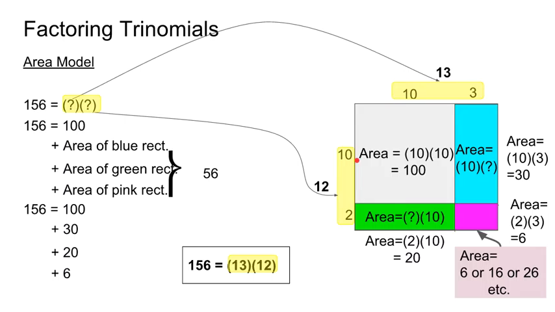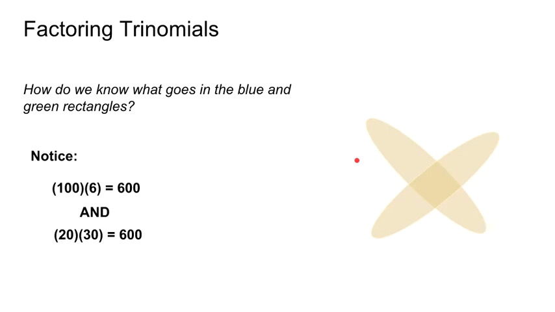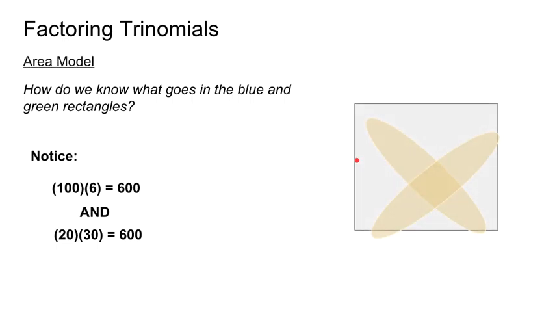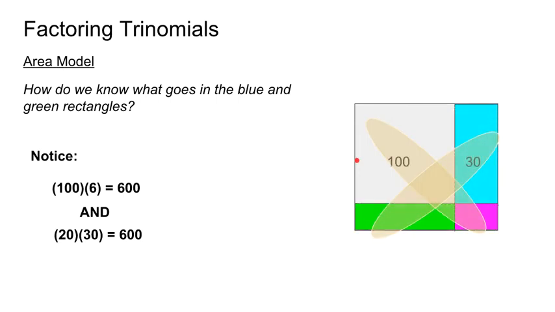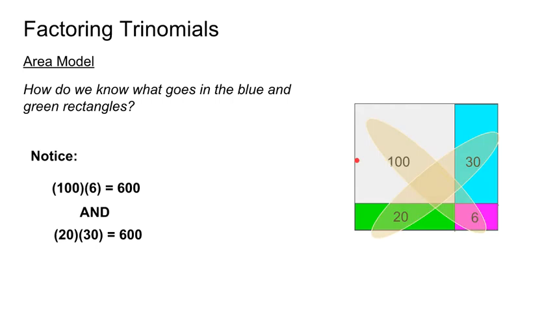Okay, that was a lot of work to get to something that we probably could have just found directly, but this idea is going to help us with the trinomials. So how do we know what goes in the blue and green rectangles? Well, we have to notice that 100 times 6 is equal to 600, and 20 times 30 is equal to 600. Let's take a look at that some more. So right here, this 100 times 6 is 600, this 30 times 20 is 600, and I'm not going to go into why right now, but that's always going to be the case. So we can use this information to help us figure out what number is going to go here and what number is going to go here.